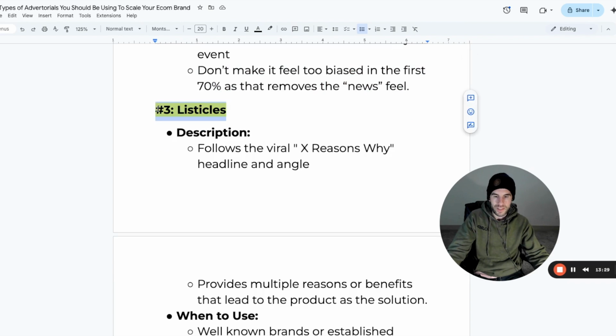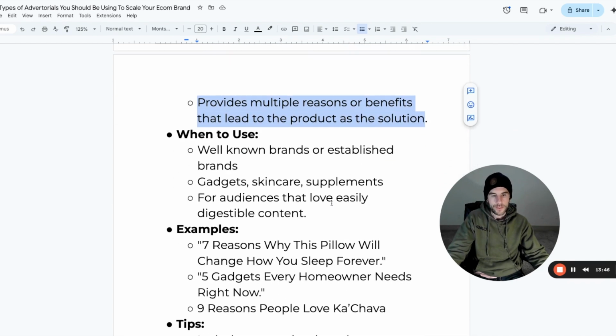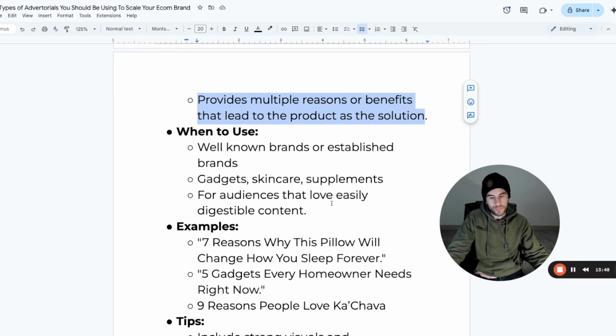Next up, we have the basic listicle. You guys have obviously seen these before. It follows the X viral reasons why headline and angle, and then it provides multiple reasons or benefits that lead to the product as the solution. These are the simplest, the easiest to write. So there's that, and they can crush, but I'll explain why not every brand should use a listicle right away. They're not usually the best one to write fresh out of the gates.